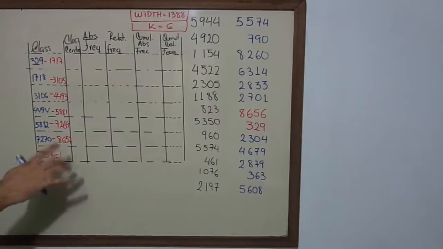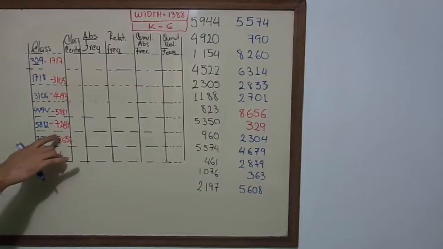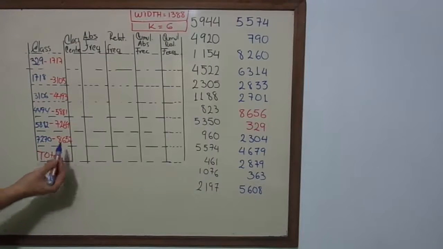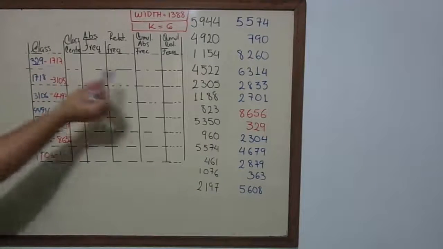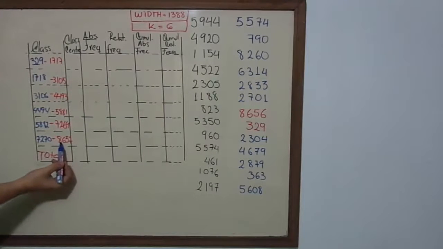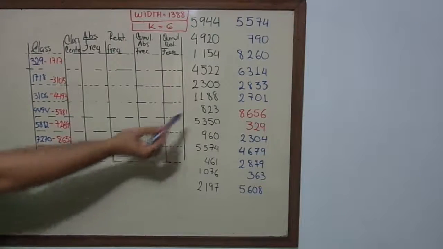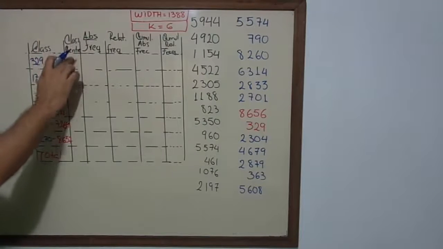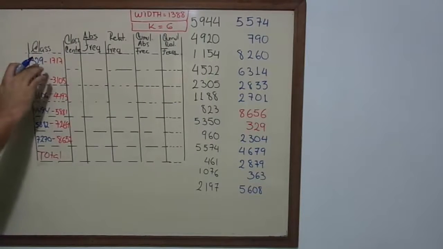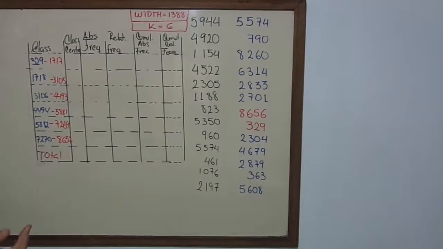And we verify if this is the right result just by saying, well, okay, we start with the smallest number and we end up with a very close number to the higher number. Now, we need to find the class center. That means that we have to add both numbers in each class and divide it by 2.